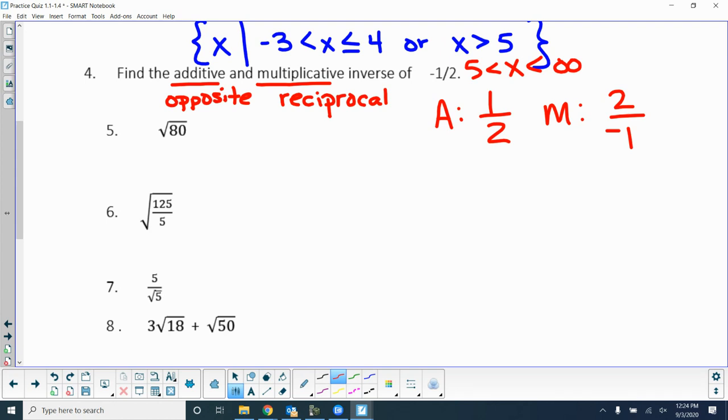All right, number 5, 6, 7, and 8 are radical problems, and I just want to simplify. I do not want you to put those in the calculator and give me some decimal answer, like this would be 8.9 something. I want it in simplest radical form. I want you to simplify using your factor trees. So I'm going to go 16 times 5. And that's all the farther I'm going because 16 is a perfect square. So I'm trying to save myself a little time. The square root of 16 is 4. And then the 5 is left over.